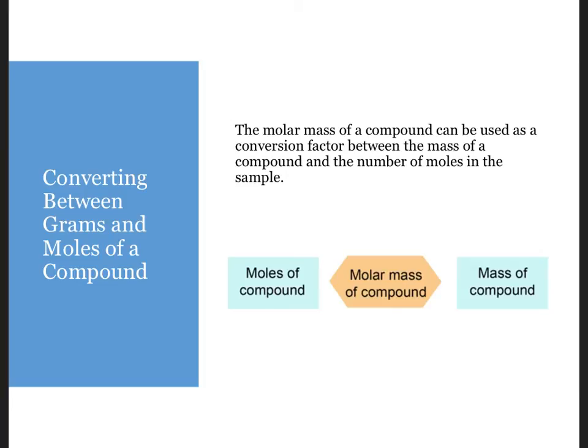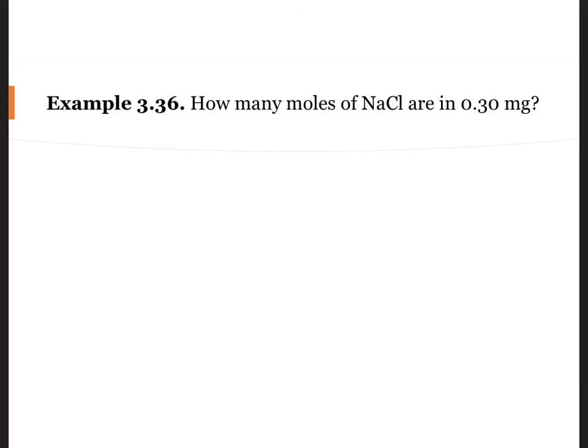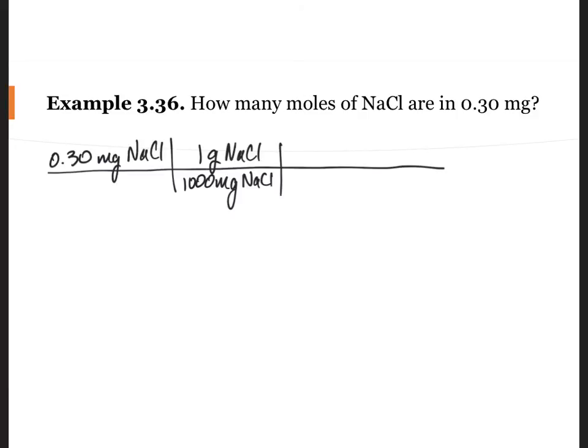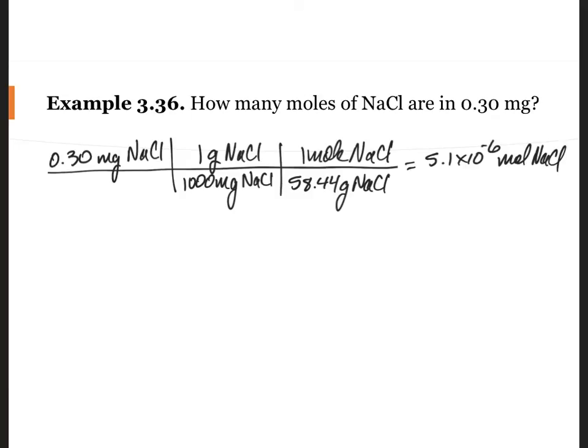The molar mass of a compound is another useful conversion factor when going between moles of a compound and mass of a compound. Let's step through an example to demonstrate. How many moles of sodium chloride are in 0.30 milligrams? First, we'll start with what we're given. We need to convert from milligrams to grams. Then we'll need the molar mass of sodium chloride. With that, we see that 0.30 milligrams of sodium chloride is only 5.1 times 10 to the negative 6th moles.